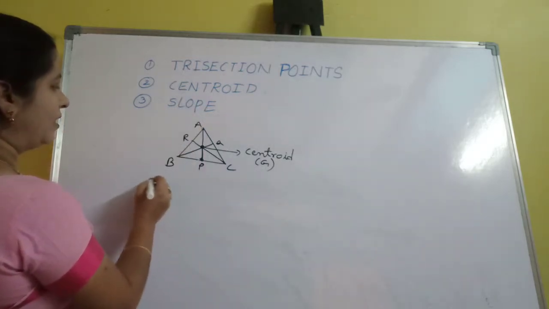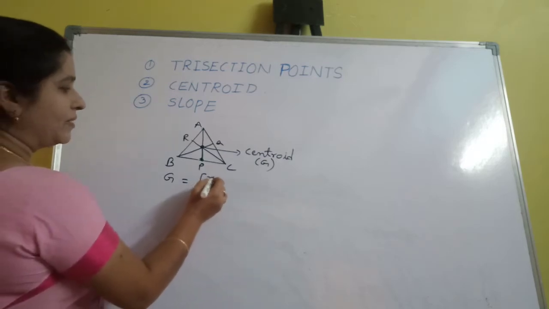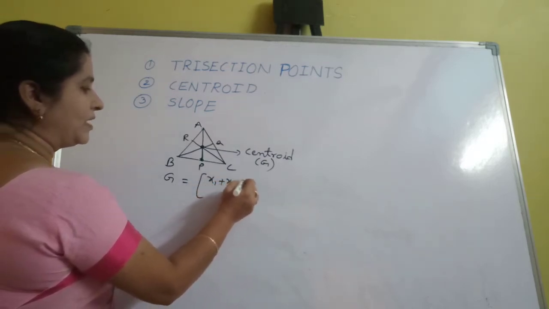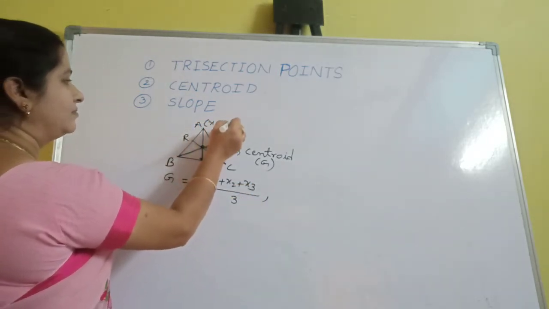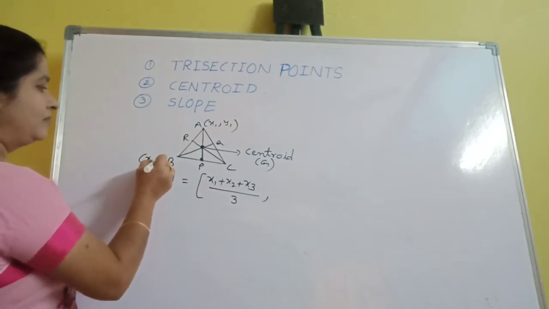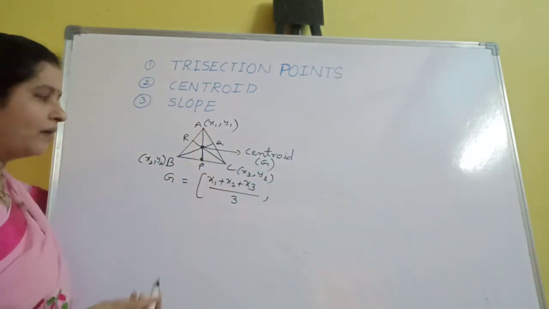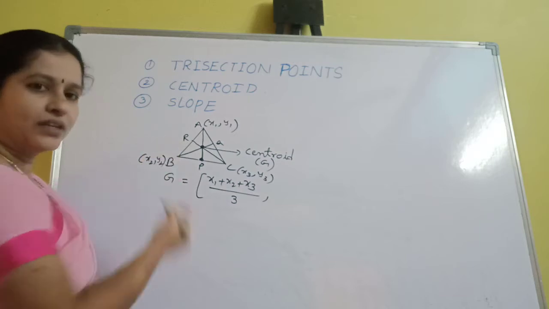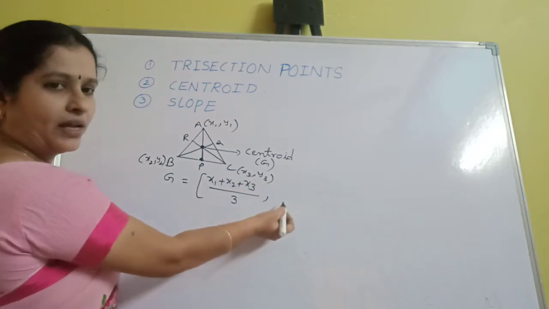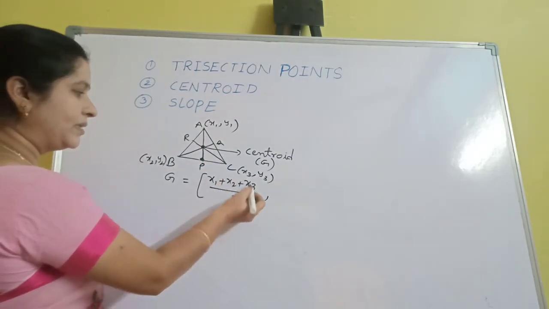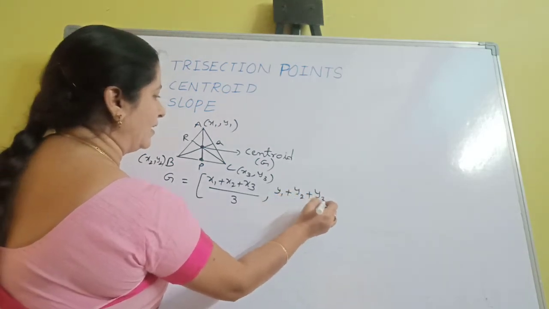It is a very easy formula. What is the formula for this? All of you remember this? Here 3 points are there: A (x1, y1), B (x2, y2), C (x3, y3). Three coordinates form a triangle. In a triangle, 3 vertices are there, so automatically 3 points are there: 3 x coordinates and 3 y coordinates. So centroid is (x1 plus x2 plus x3) by 3, (y1 plus y2 plus y3) by 3.